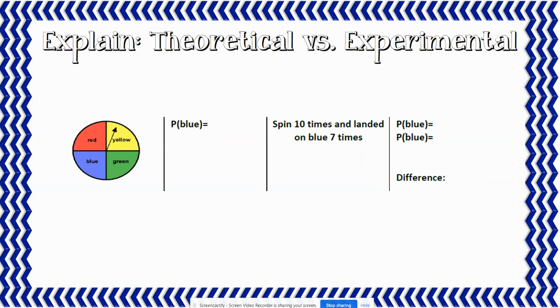Now let's look at our spinner. We want to find the probability of a blue. Well, there is one blue section out of 4 sections, and since these are equal sections, then the probability of landing on blue is 1/4. Experimentally, we spin the spinner 10 times and land on blue 7 of those times. So experimentally, the probability of landing on blue is that we landed 7 times out of 10. So we're comparing 1/4 to 7/10. Well, I know that 7/10 is larger than 1/4, so in this case, the experimental probability is greater than the theoretical probability.